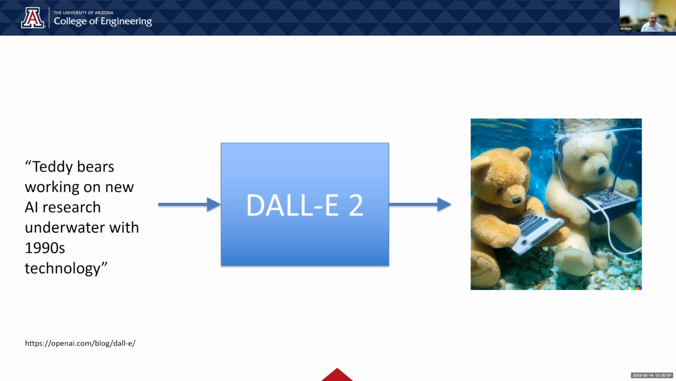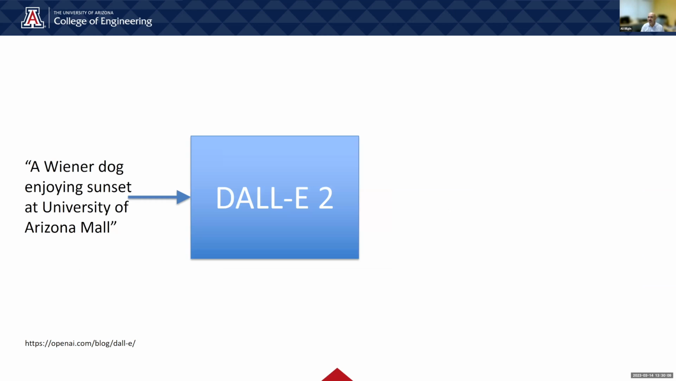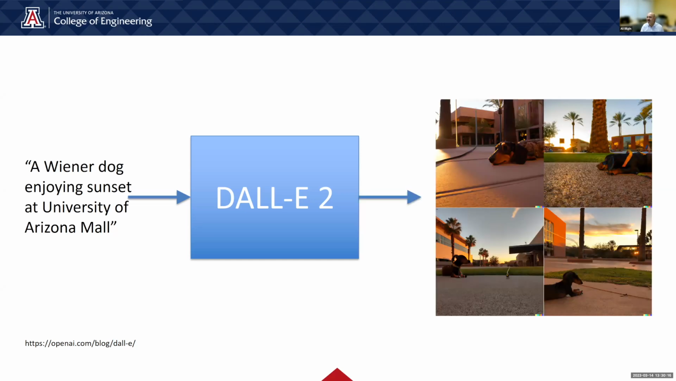Here's one I generated: a wiener dog enjoying sunset at University of Arizona Mall. So here are a few images that I got out of this. It looks wonderful. I don't know if you've been to the University of Arizona campus. We have a lot of red brick buildings that look like this. We have palm trees. We have really nice sunsets. And we had a wiener dog. All of those on campus, this model is just able to create from that very simple text prompt. So it's really pretty fascinating.